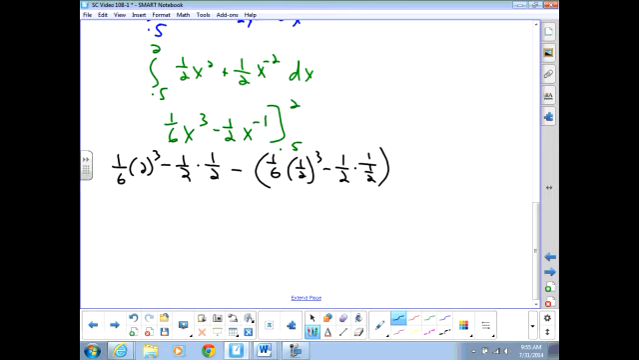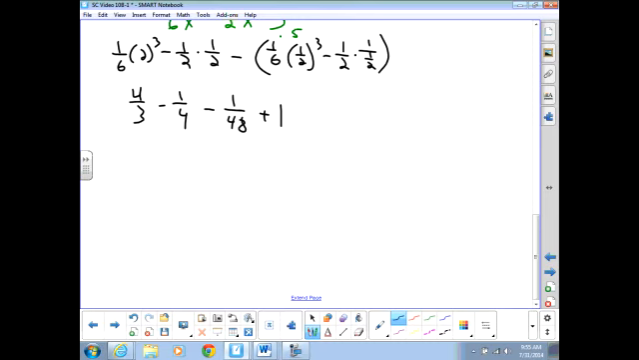2 cubed is 8. 8 times a 6 will give us 4/3. 1/2 times 1/2 is a 1/4, so we'll have negative 1/4. 1/2 cubed is 1/8 times a 6 is 1/48, and we'll have to negate it. And 1 over 1/2 is really 2. 2 times 1/2 is 1, so we have a negative 1 that we then negate, which makes it a positive 1.